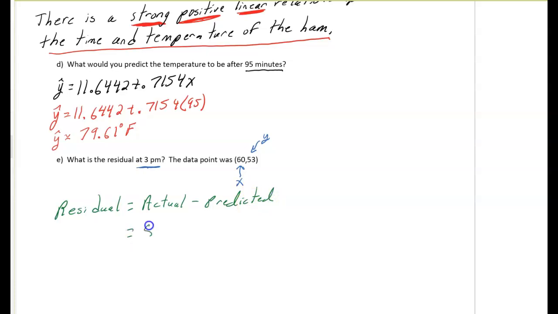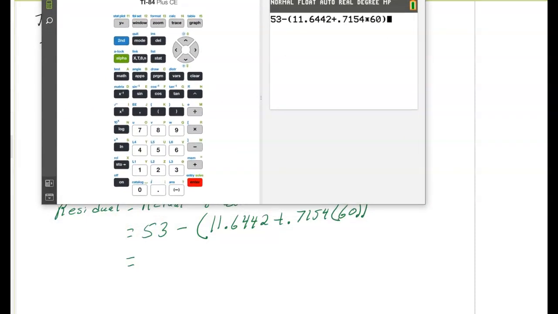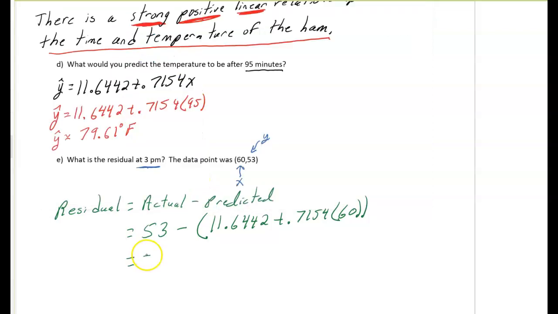The actual temperature was 53 degrees minus the predicted, so I'm going to use my regression equation again, and I'm going to plug in 60. We need to pull out our calculator and type that in. When you type that in your calculator, and you can see I typed it in the top of the screen, double check I don't have any typos. When I press enter here, I get negative 1.5682. So negative 1.5682 is the residual. And if you remember, that means the point is below the line.